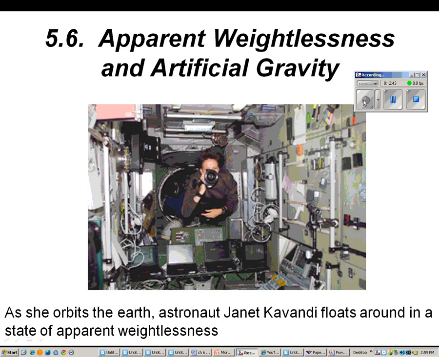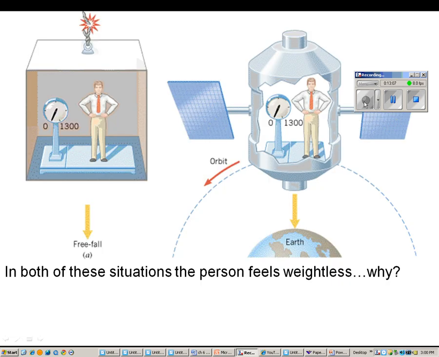And the last section of these notes is called Apparent Weightlessness and Artificial Gravity. As she orbits the Earth, astronaut Janet Cavandi floats around in a state of apparent weightlessness. The only reason she seems weightless is because she and the space shuttle here are falling together towards the Earth. They just happen to be missing it because they have a horizontal velocity. It's identical to somebody being in free fall, except you happen to be in orbit. You happen to have a horizontal velocity that allows you to just miss the Earth instead of hit the Earth. In both of these situations, the person feels weightless, and we just explained why that is.